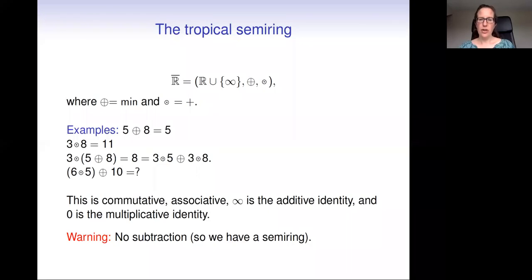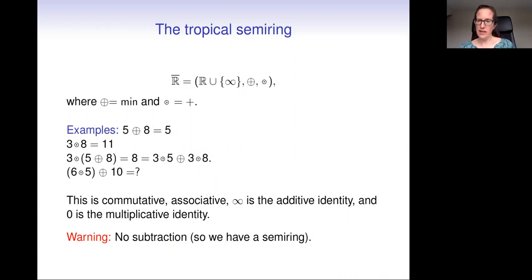Okay, so we're going to start with the star of the piece, and that's the tropical semiring. One way to describe tropical geometry is as algebraic geometry over the tropical semiring. So this is R union infinity with operations tropical plus, which is minimum, and tropical times, which is usual addition. So for example, we have 5 tropical plus 8. That's in usual arithmetic. It's the minimum of 5 and 8, so it's 5.